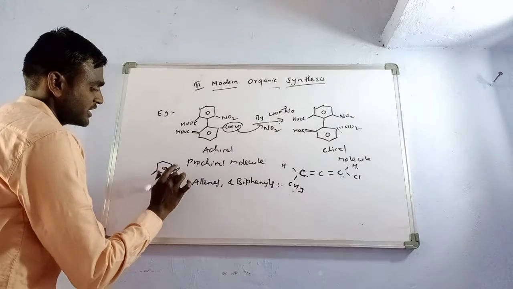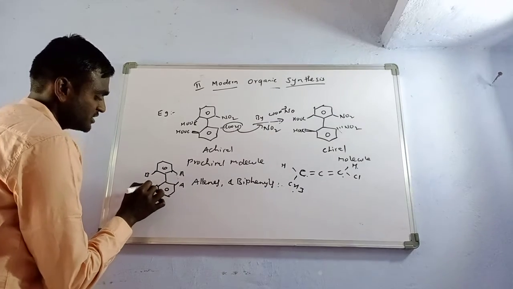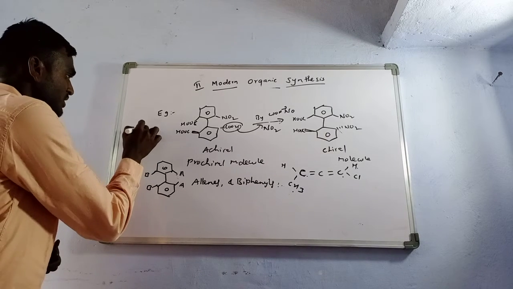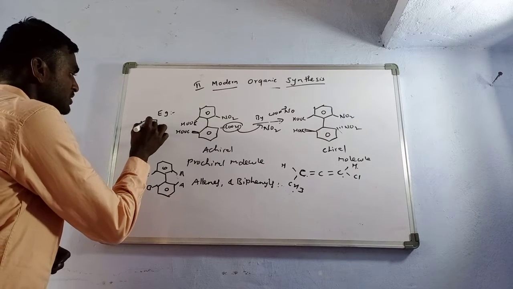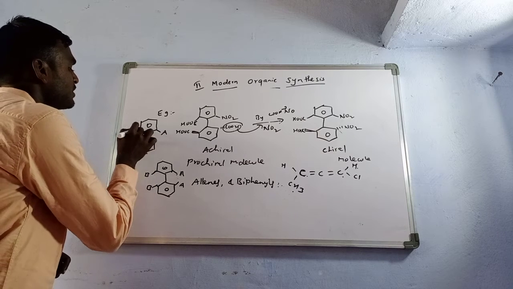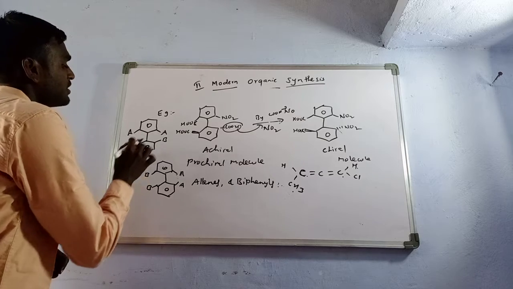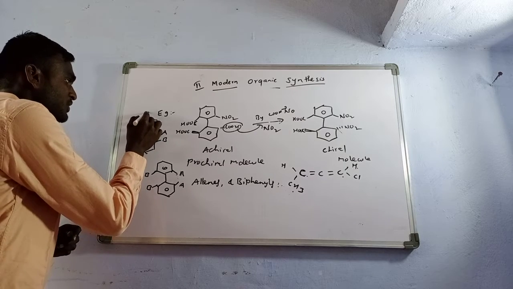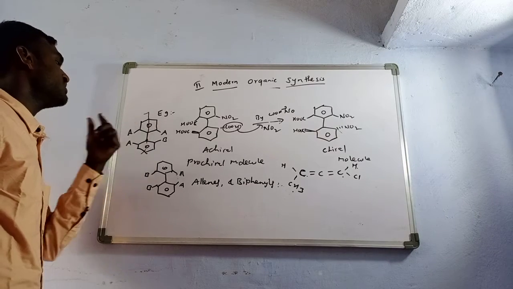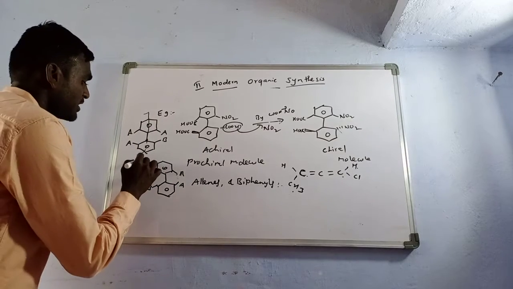Let's take this as A, and this as B, and this as A, and this as B. It is a chiral molecule. But if we take similar substituents on the same ring, then that molecule becomes achiral. Why? Because if you put the plane like this, there is a mirror image relationship. That's why whenever the plane is present, the molecule becomes achiral.